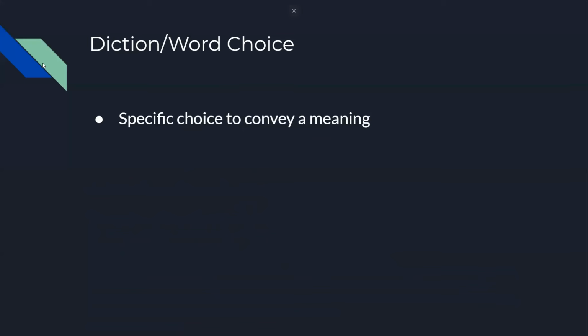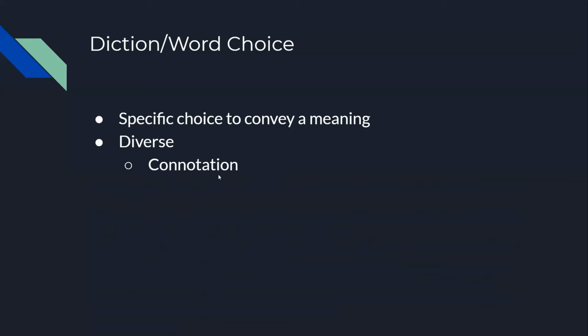This is a very, very general rhetorical device. There are definitely a lot of more specific devices that are technically under the umbrella of diction. So diction, or word choice, is a specific choice of words that the author uses in an effort to convey a specific meaning to the audience. Like I said, there are many different types of diction that are more specific.